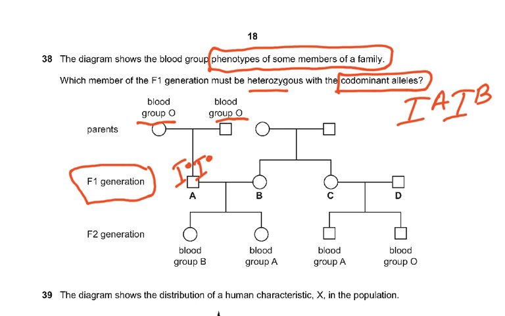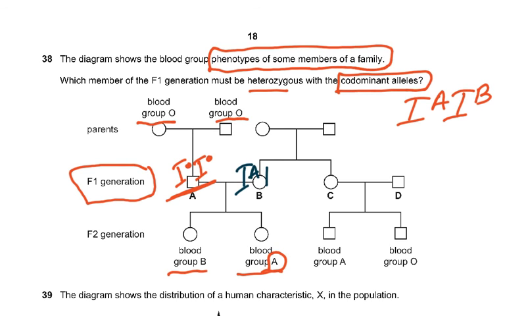But then parents A and B have two children, blood group B and blood group A. So how was this child B? The B has come from this parent, but then this child is group A. So this A has also come from this parent because this parent is IO. So we have only this possibility that this parent is IAIB.